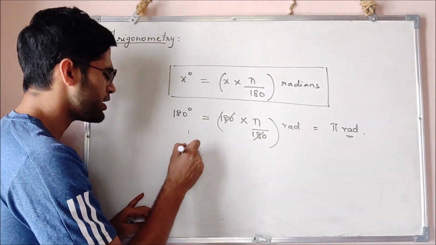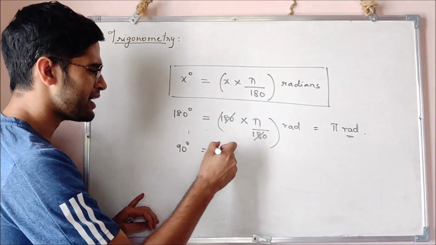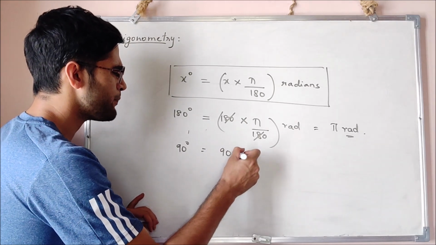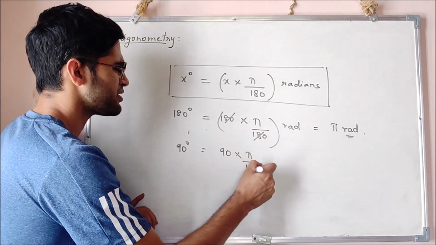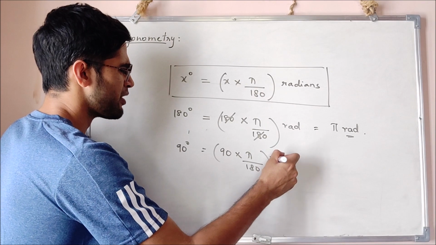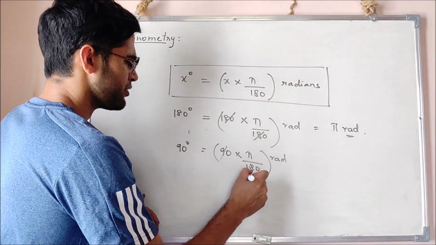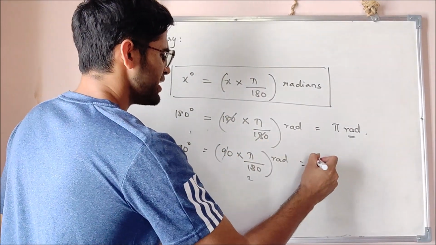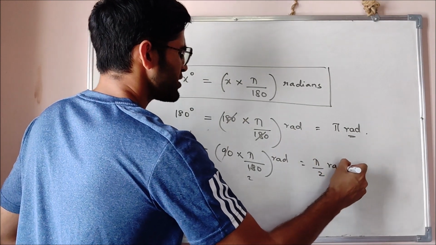Anyway, so now let us take different angles. What is 90 degrees be equal to? Then we use this formula. So what is 90 degrees equal to? 90 degrees will be equal to 90 into pi by 180 radians. So 90 divided by 180 will be 1 by 2. So you get the answer for 90 degrees to be equal to pi by 2 radians.